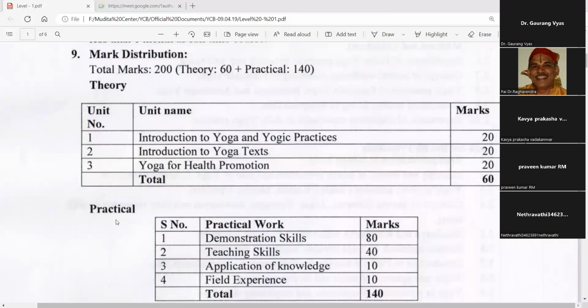Now we go deeper into the particular examinations. In the demonstration skill, you have to just demonstrate according to the examiner's instruction.